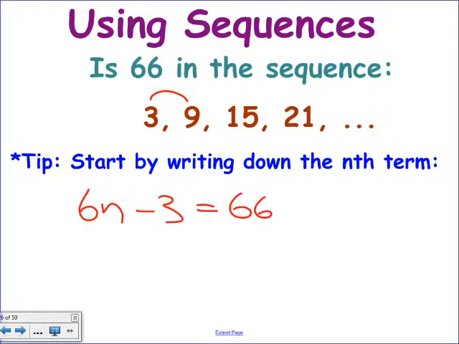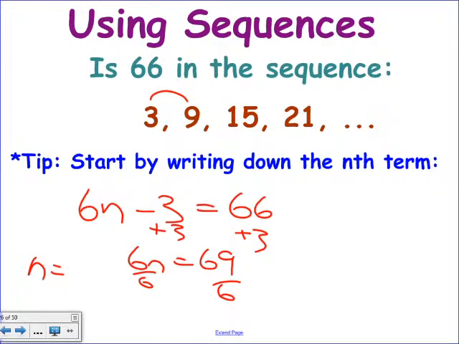When we solve it, if it doesn't divide neatly, in other words 10 times, 11 times, 12 times, we know it's not part of our sequence. If it's 12.4 times, it's not part of the sequence. It has to be an exact number for n. So let's try that. Two-step equation, we add 3 on both sides. So I've got 6n equals 69. Okay? Divide both sides by 6.